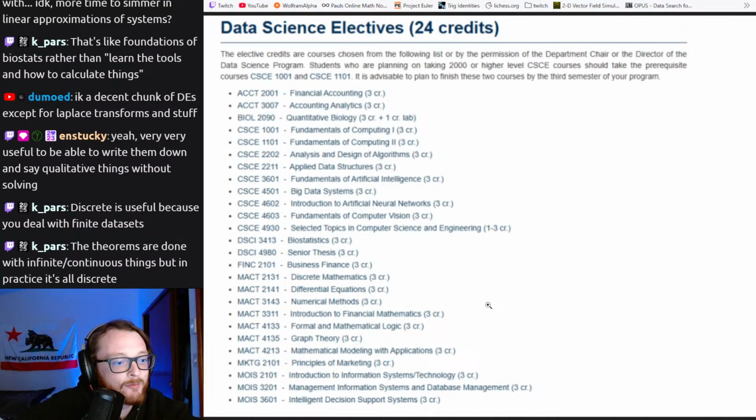Be able to say qualitative things without solving? Yeah. Discrete is useful because you deal with finite data sets. The theorems are done with infinite, continuous things. In practice, it's all discrete. Fair.